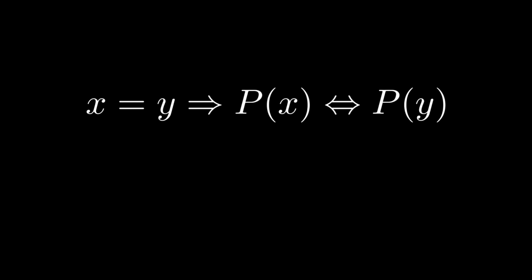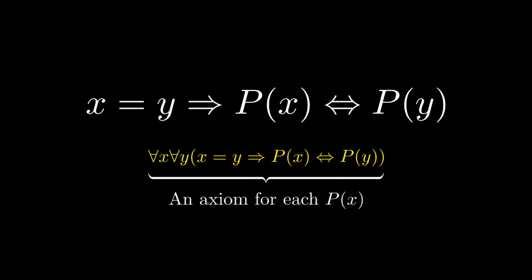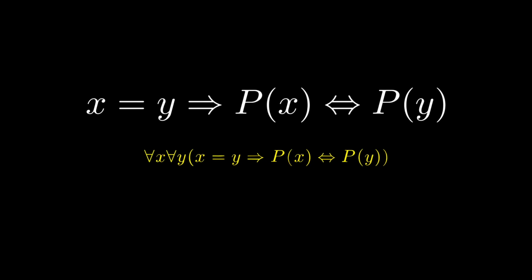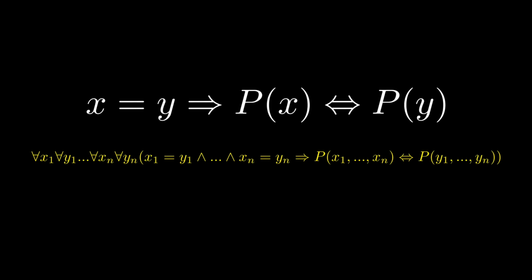The axiom should look something like this. If x is equal to y, then saying that x has a property p is the same as saying that y also has that property. More formally, for each property p of x, we add the following axiom. We can write it in a more general form for a property of n variables.